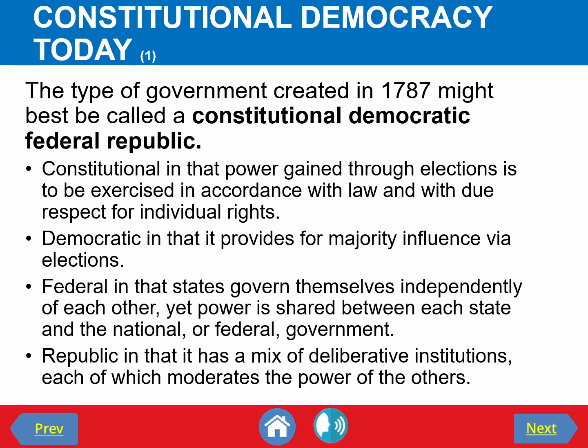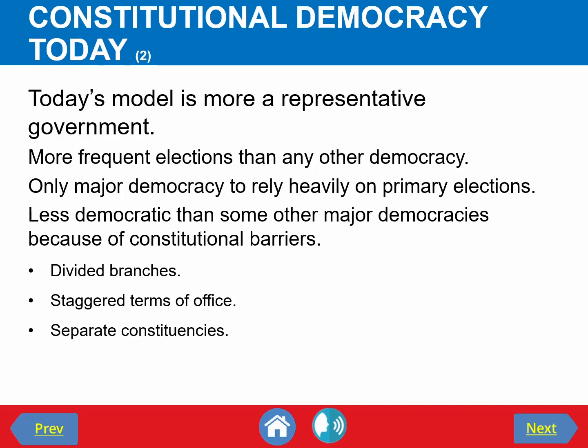The type of government created in 1787 might best be called a constitutional democratic federal republic. Constitutional in that power gained through elections is to be exercised in accordance with law and with due respect for individual rights. Democratic in that it provides for majority influence via elections. Federal in that states govern themselves independently of each other, yet power is shared between each state and the national, or federal government. Republic in that it has a mix of deliberative institutions, each of which moderates the power of the others, and the people have a say in their government's policies, decisions, and laws through the selection of elected representatives and leaders.